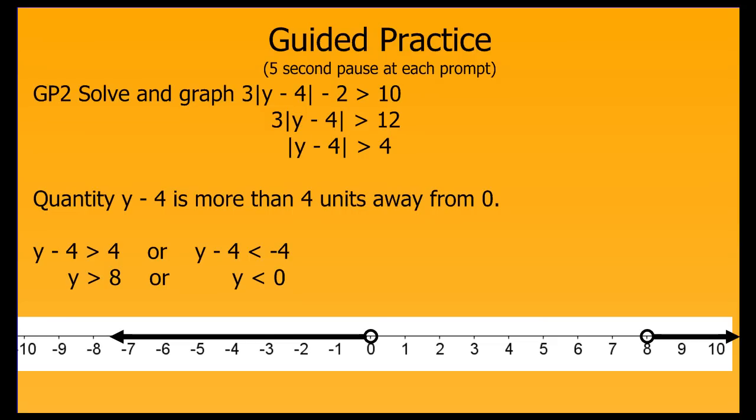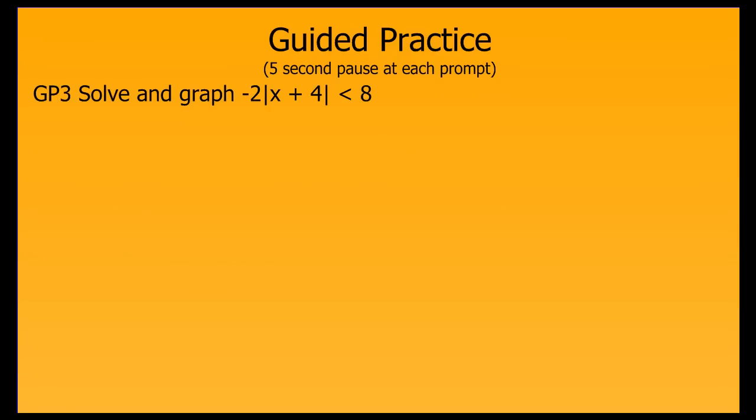Now we graph it. Open circles on 0 and 8, then shade appropriately. Again, a good idea to check a couple of solutions, one from each shaded area, just to make sure they work. Let's try one more. What do we do first?